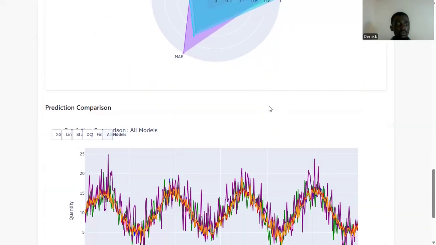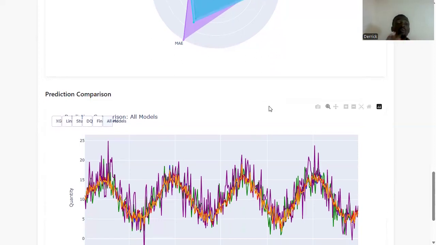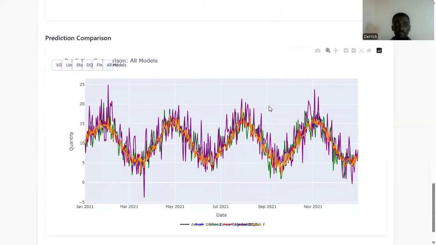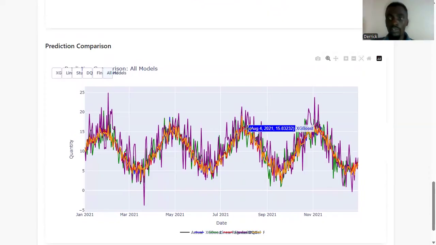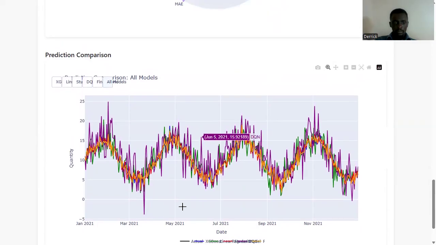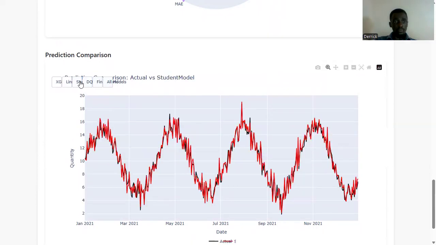That's the comparison, and then when we go to the prediction comparison, comparing all the models in terms of prediction, we come up with this, and first of all we can see the difference of what we're talking about.